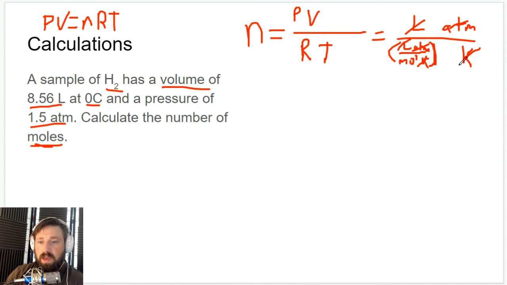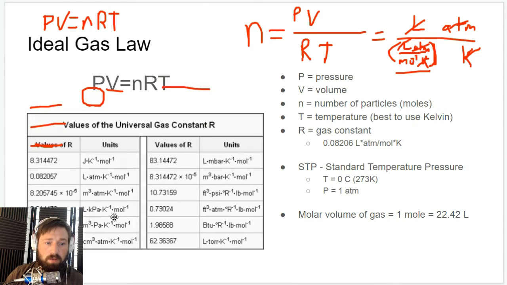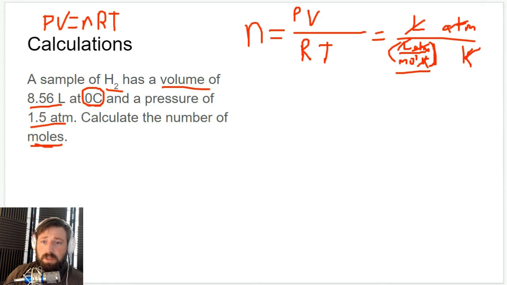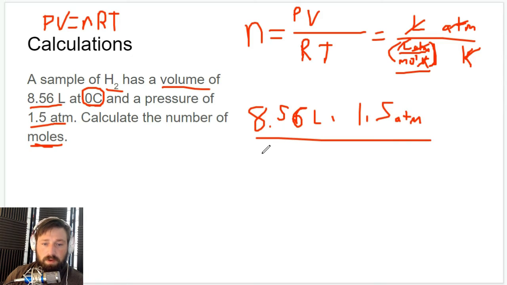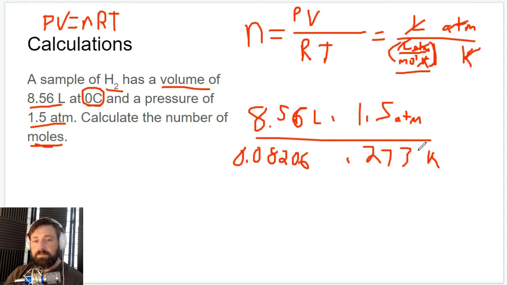So now we know everything that we need. We have the liters here, atmospheres here, Kelvin we converted from the 0 Celsius here, and we also know which ideal gas constant we need. If we look back at the chart, it's going to be this guy here, 0.08206. At this point, we can just start plugging and chugging. 8.56 liters times 1.5 atmospheres over 0.08206 liter atmospheres per mole Kelvin, and then multiply that by 273 Kelvin. All right, and this should lead us to moles.